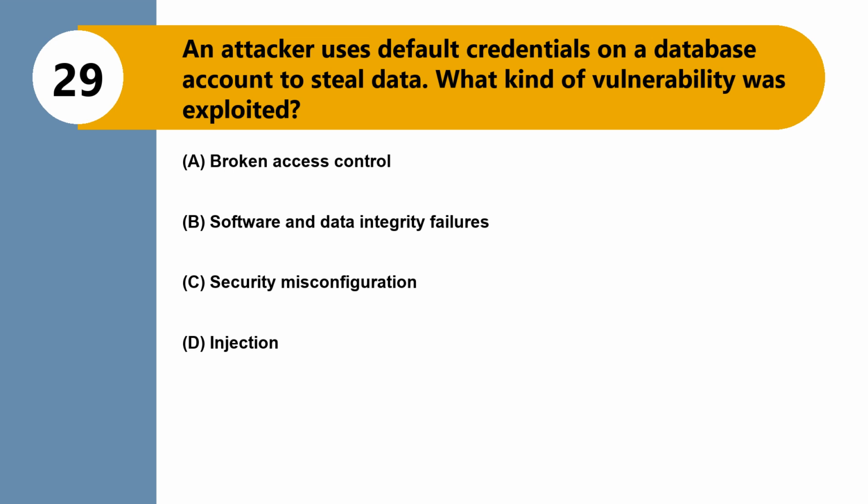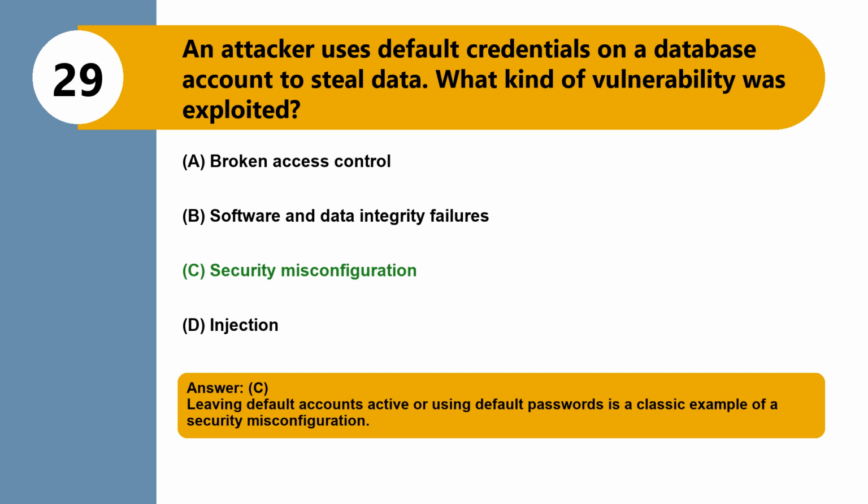Option B, software and data integrity failures. Option C, security misconfiguration. Option D, injection. The correct answer is option C, security misconfiguration. Leaving default accounts active or using default passwords is a classic example of a security misconfiguration.